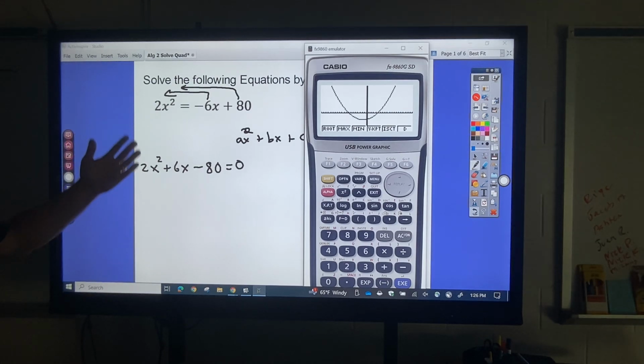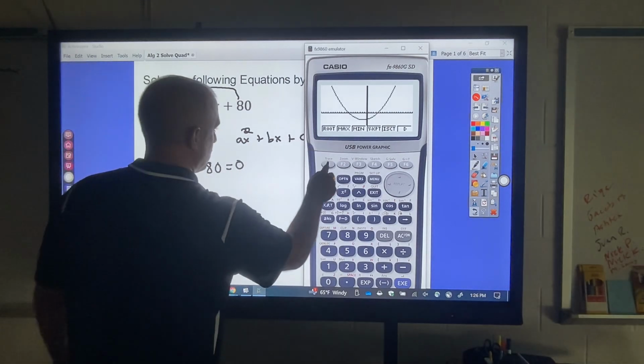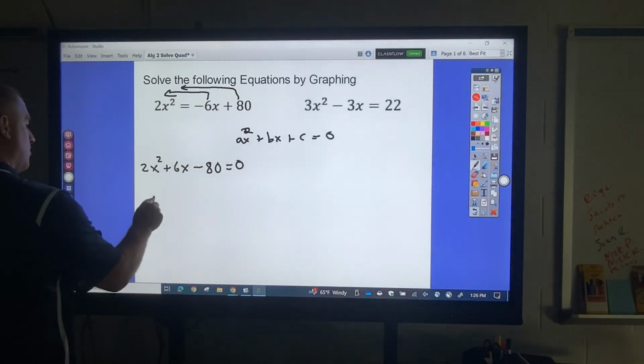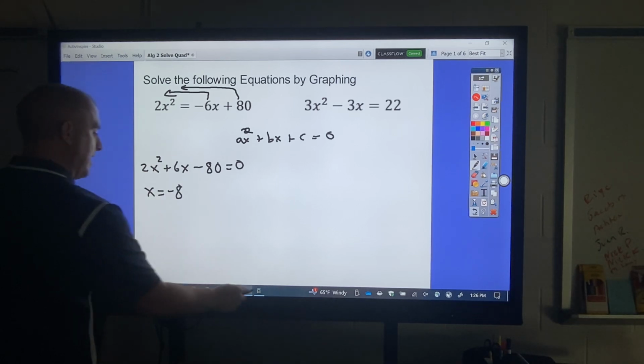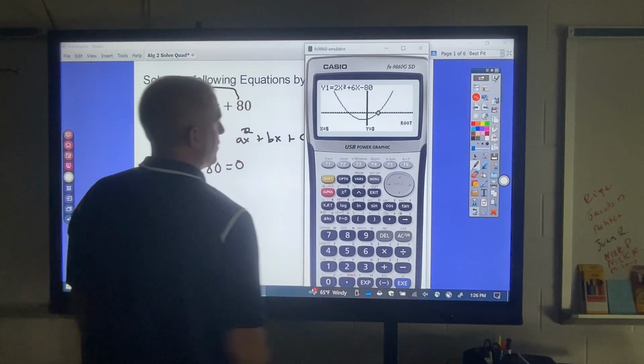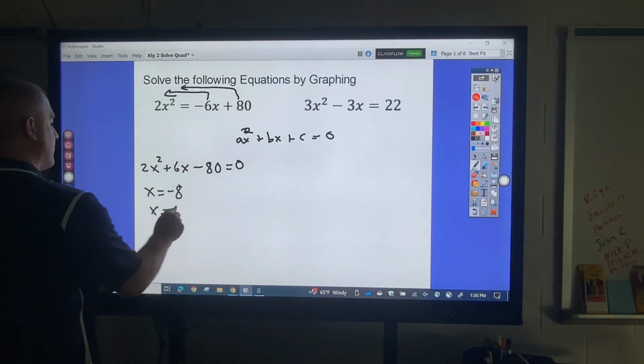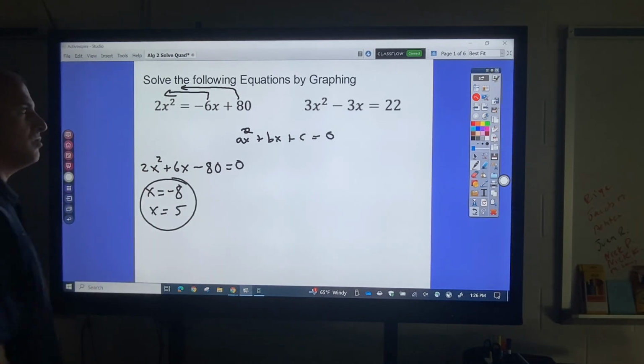Now, what are solutions? We've talked about this before. The solutions are the roots. So one of the solutions is x equals negative 8. And all I got to do is press over there, and I get x equals 5. Okay? And those are the two solutions.